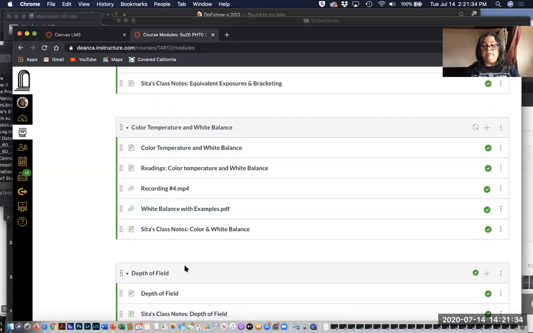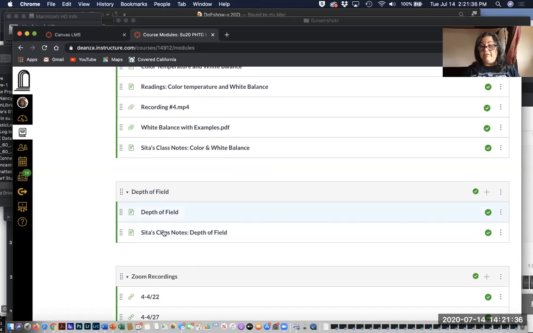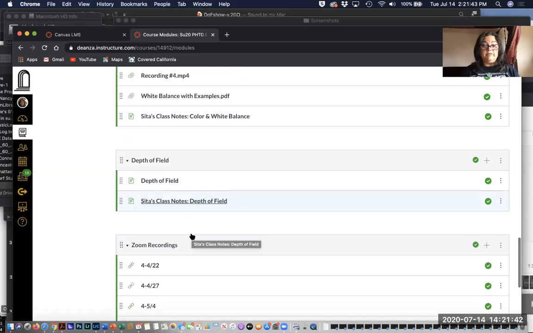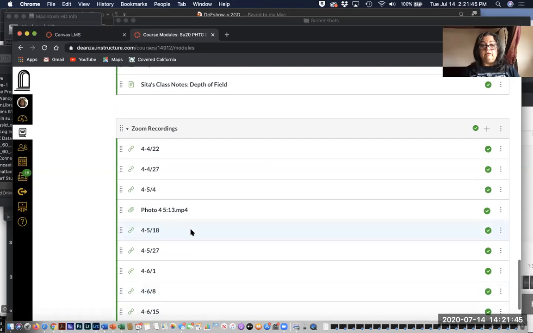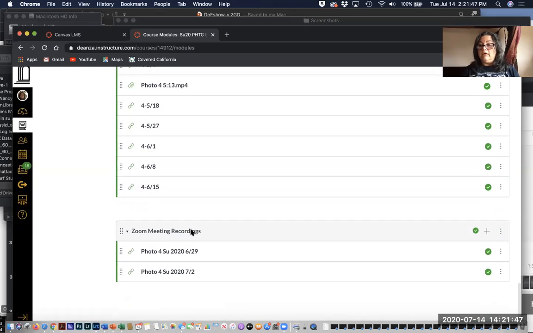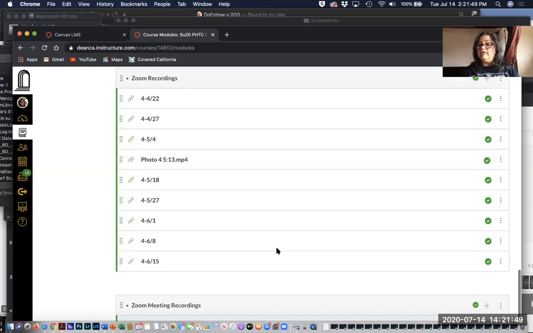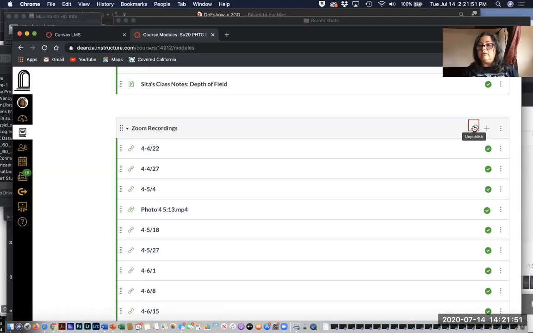Don't worry about color temperature yet. And now depth of field. So a reading on depth of field, and then again the class notes that I just went over on depth of field. Those are not the right Zoom recordings, sorry. These Zoom meetings, why is that there? It shouldn't be there, sorry.